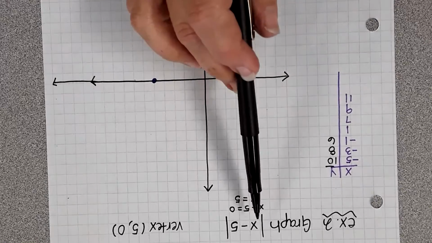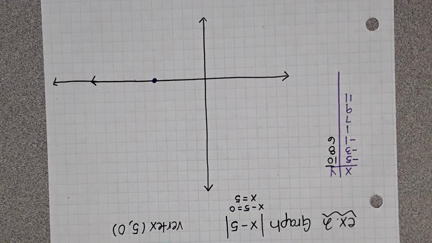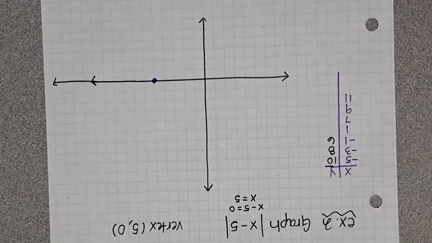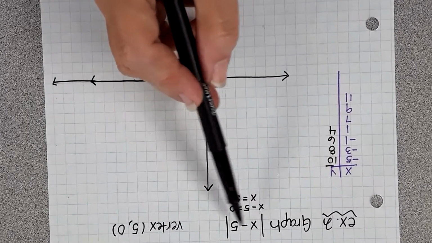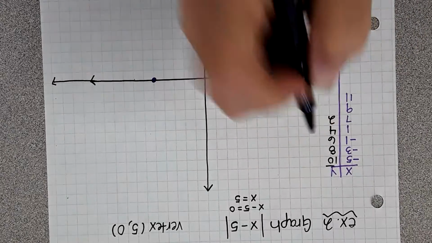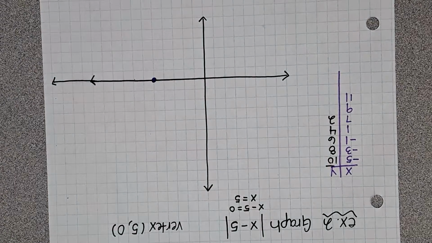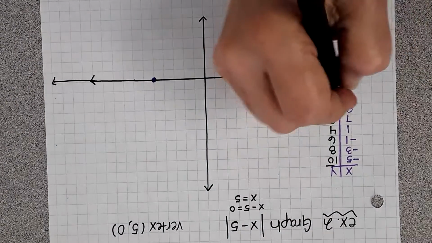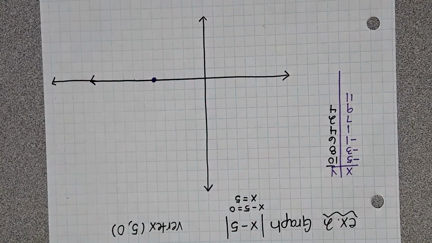Okay. What is 1 minus 5? And what's the absolute value of -4? 4. Okay. What is 7 minus 5? Okay. What's the absolute value of 2? 9 minus 5 is 4. The absolute value of 4? 11 minus 5? Absolute value of 6.